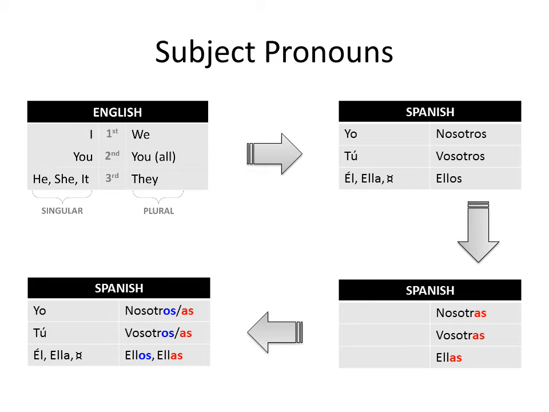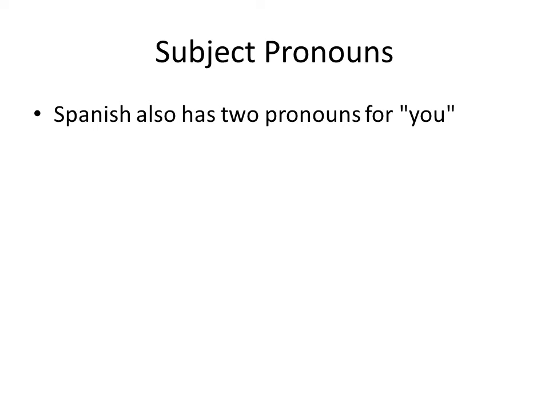And of course, you put all this together, you get yo, tú, él, ella. And remember, there's no subject pronoun for it. Nosotros, nosotras, vosotros, vosotras, ellos, and ellas. Now, Spanish also has two pronouns for you. We saw already that there was two. And there's also one for usted, which we haven't seen.